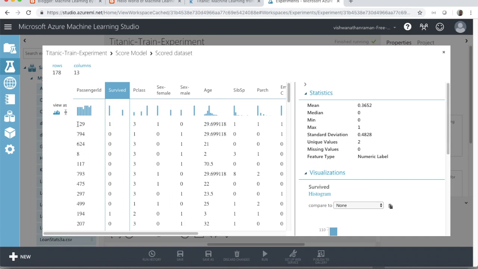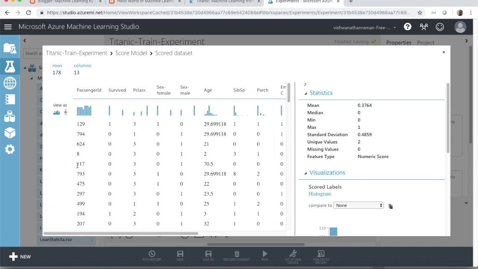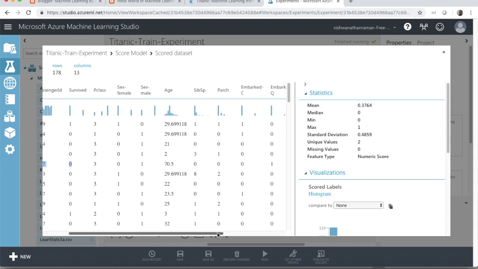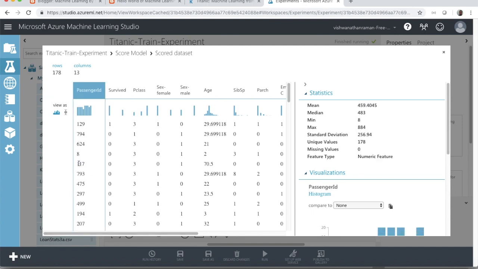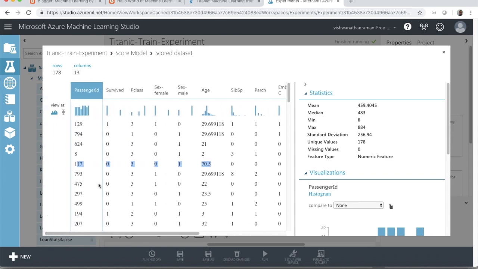Now let's look at the first passenger, 129. We do not know the name of the passenger. In reality, the passenger did survive the Titanic crash. And we also predicted that the passenger did survive the Titanic crash. Now let's look at row number 117, and let's say in this case the passenger did not survive the Titanic crash. And let's see what our probability says. And if you can see here, it also says the passenger did not survive. So far so good.